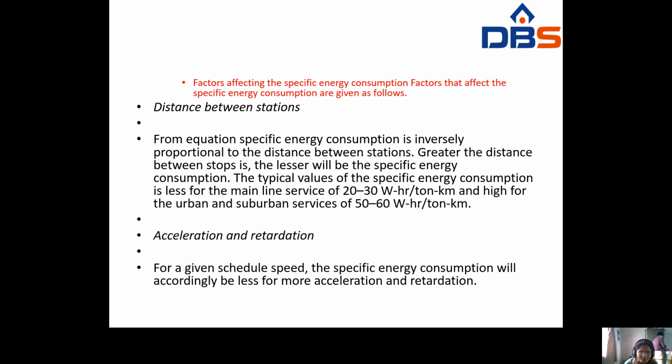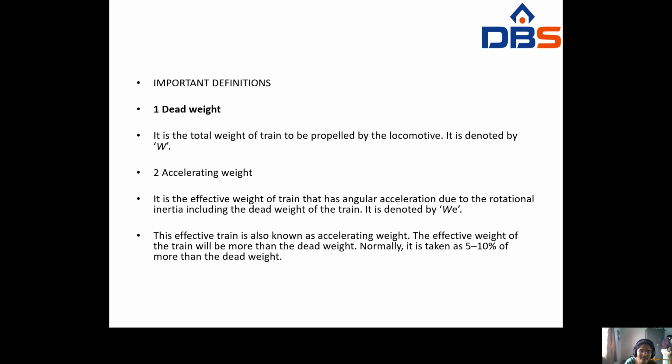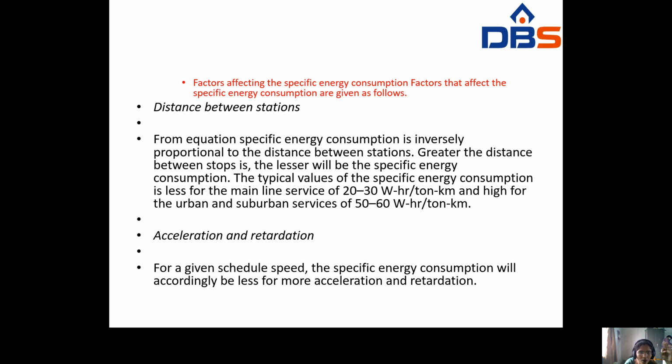Next we have to see the factors affecting the specific energy consumption. So what are the factors that affect the specific energy consumption? First one is the distance between the stations. Next one is acceleration and retardation, next one is maximum speed, and next one is gradient and train resistance.